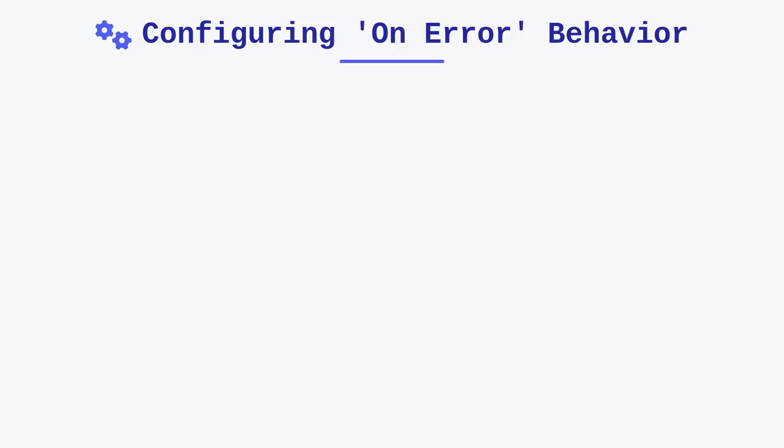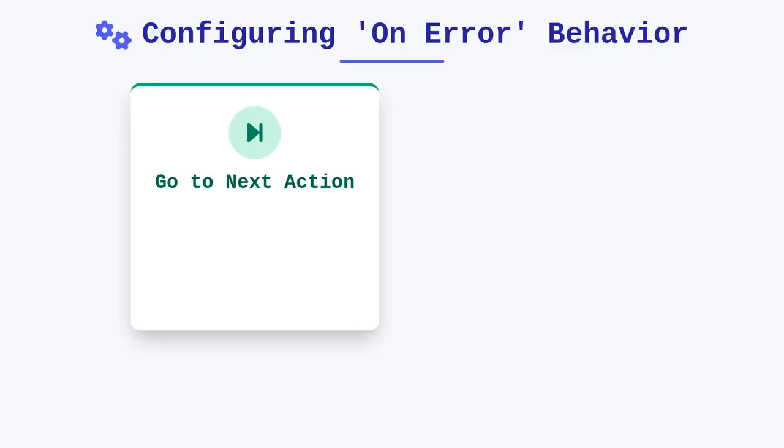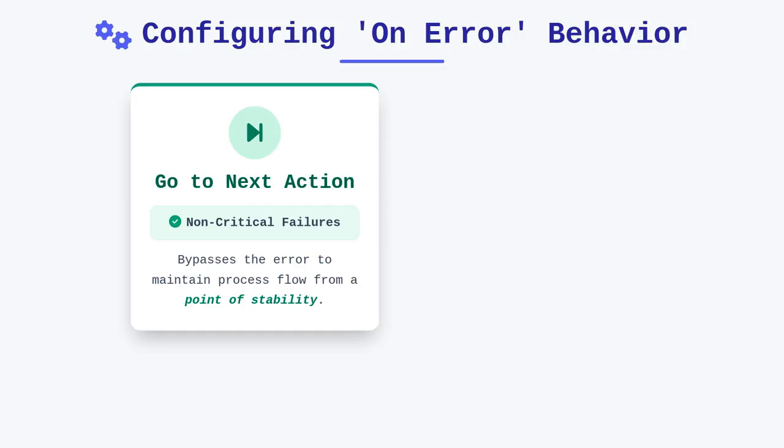Once the cleanup and logging logic is complete, we must determine how the flow should proceed, which is where the configuration of the on-error behavior becomes paramount. The Go to Next Action option is suitable if we have successfully bypassed a non-critical failure and can continue the process from a point of stability.